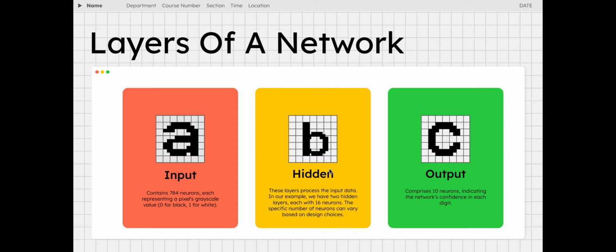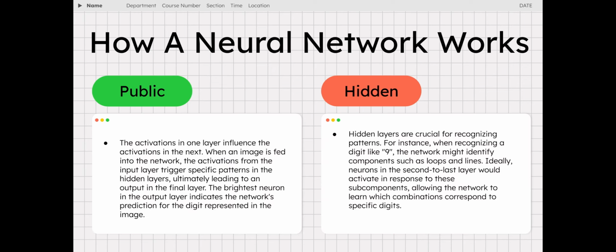How a neural network works is that there is an input layer and a hidden layer. The activation in one layer influences the activation in the next. When an image is fed into the network, the activations from the input layer trigger specific patterns in the hidden layer, ultimately leading to an output in the final layer. The brightest neuron in the output layer indicates the network's prediction for the number represented in the image.